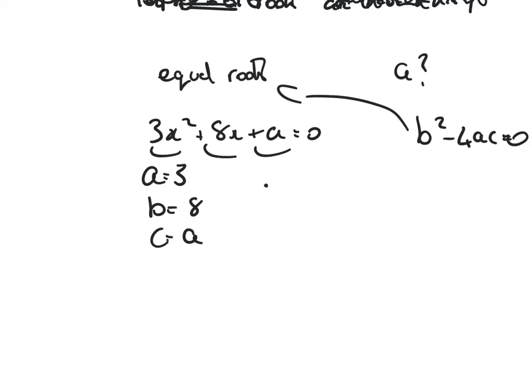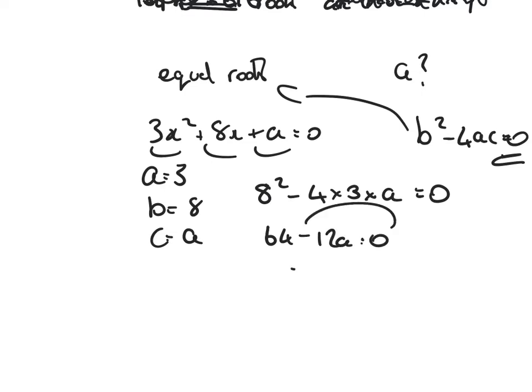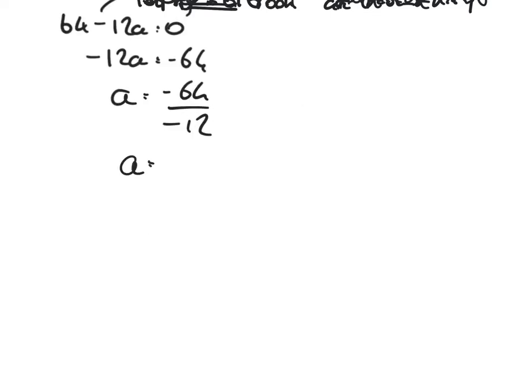And let's put that into b squared minus 4ac. So that will be 8 squared minus 4 times 3 times a is equal to 0, since the discriminant is equal to 0. So it's 64 minus 12a is equal to 0. So that will be minus 12a equals minus 64. A is equal to minus 64 over minus 12. Okay, so the negatives cancel out and I can divide top and bottom here by 4. And that will bring me down to 16 over 3.